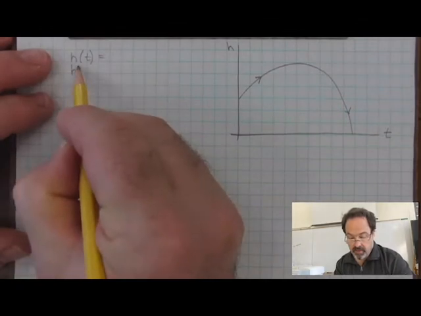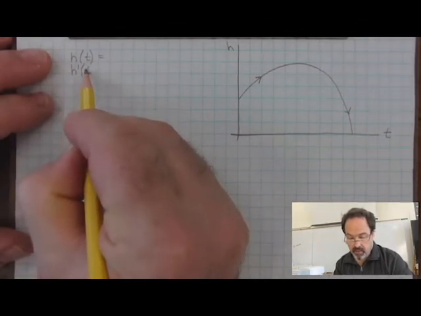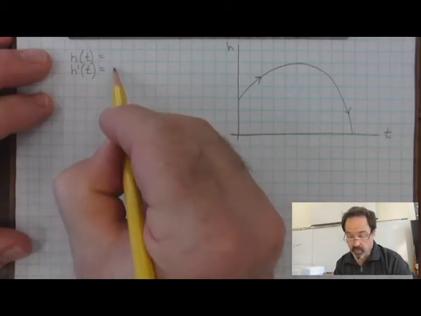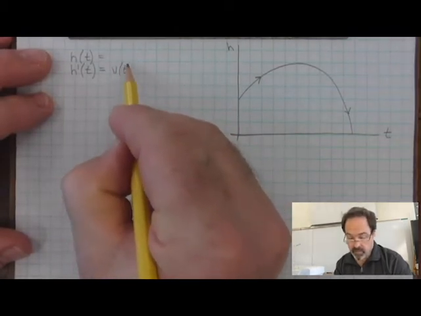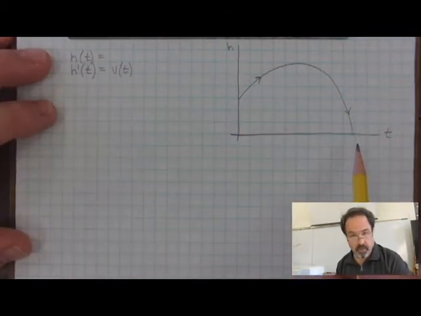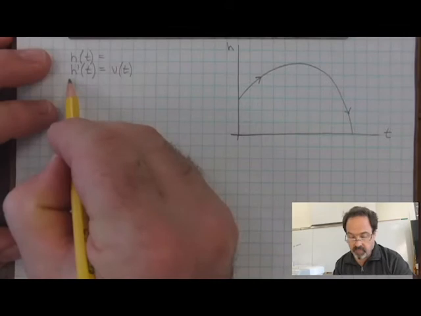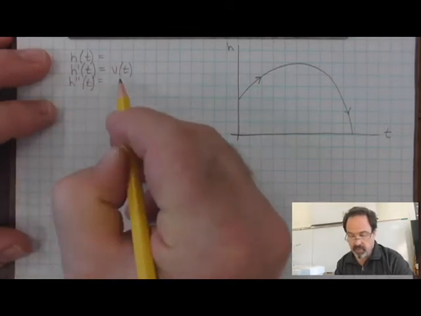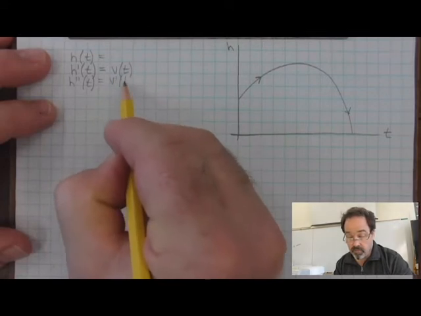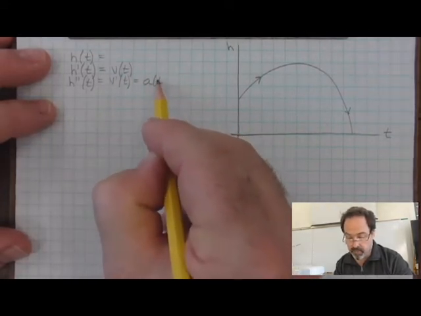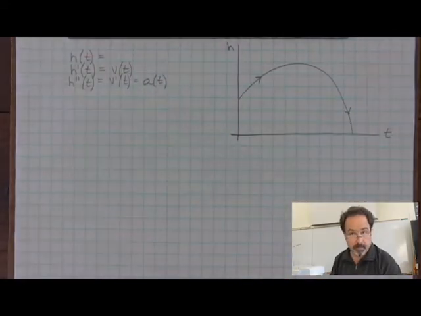We know that if we take the derivative of the height equation, then we get the rate of change of height. We could call that velocity. And this would then be the velocity of the object moving through the air. And if we take the second derivative of height, that'll be the same as the first derivative of velocity, or the acceleration function. A is a function of time.